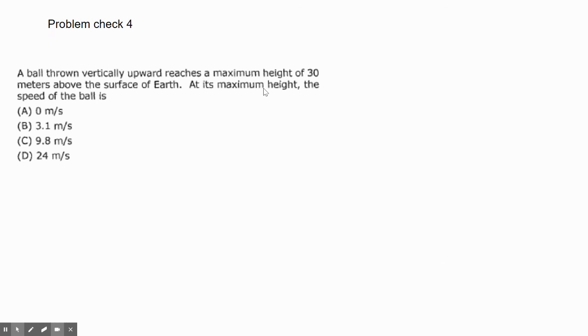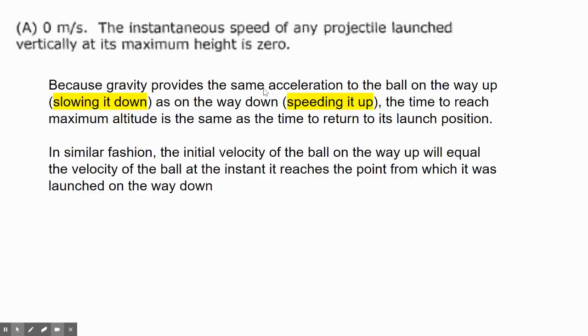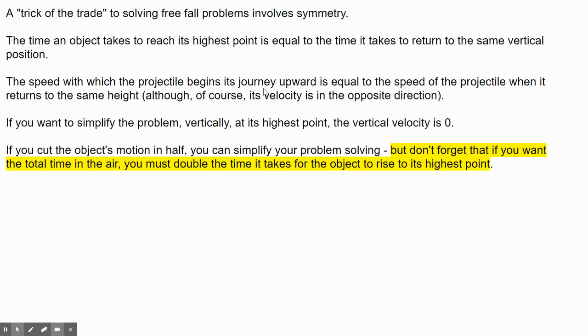Problem check number 4. Zero meters per second. A trick of the trade to solving free fall problems involves symmetry.